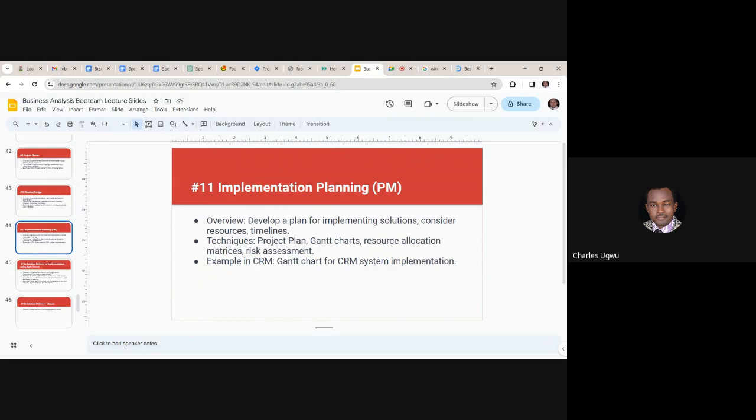And to plan all these, the project manager needs to come up with a project plan, a Gantt chart, resource allocation, and risk assessment. All these are what the project manager needs. You can see here, I put it is a project manager deliverable. It's not a business analyst deliverable. But as a business analyst, I want you to understand that you are still a project manager.